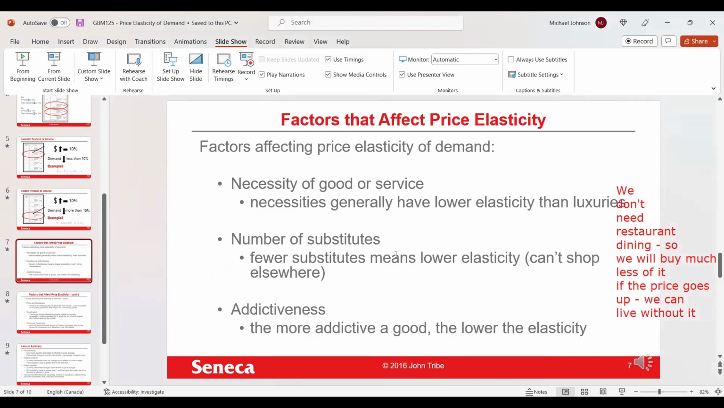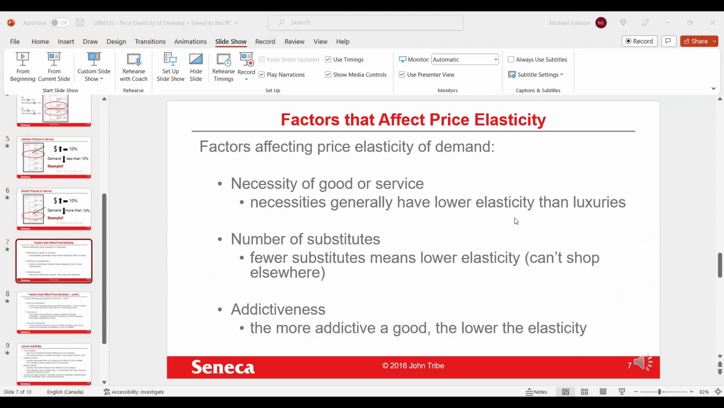And then factors affecting price elasticity of demand. Necessity of goods or service: necessities generally have lower elasticity than luxuries. Number of substitutes: fewer substitutes means lower elasticity, can't shop elsewhere. Addictiveness: the more addictive the good, the lower elasticity.